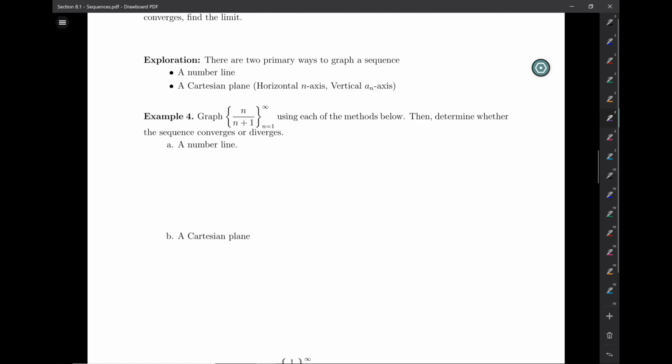Okay, so let's start with an example: n over n plus 1, and our starting point is at 1, and it keeps going. Now we're going to go ahead and graph this. We're going to graph on a number line, and we're going to graph on the Cartesian plane. So let's start with the number line.